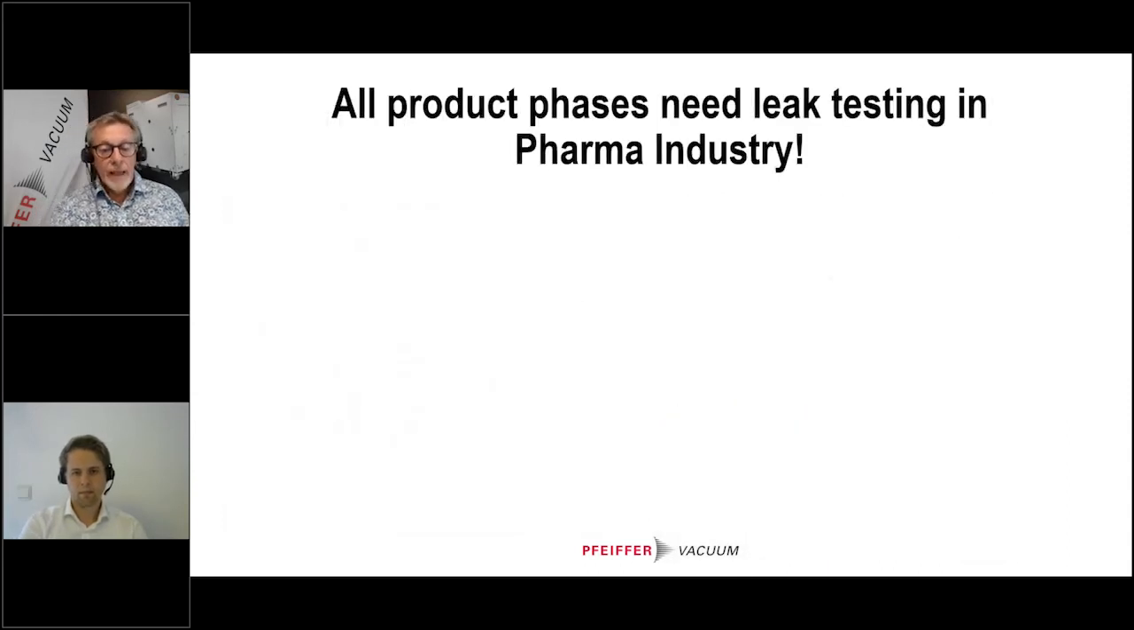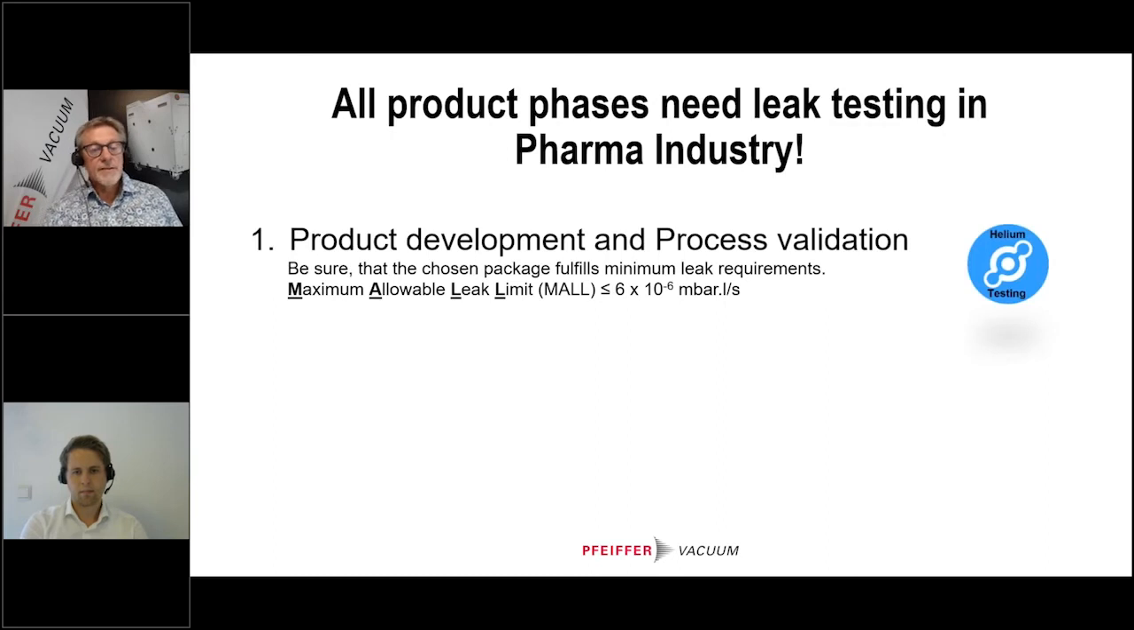I just want to mention that you have different phases when you need leak testing in the pharma industry. The first one is when you develop a new packaging, when you want to qualify a new packaging. And for this phase, of course, you need to get high sensitivity measurement because you want to compare different designs, you want to compare different materials. So you need sensitivity, and helium is really the method which is the best one for this stage.